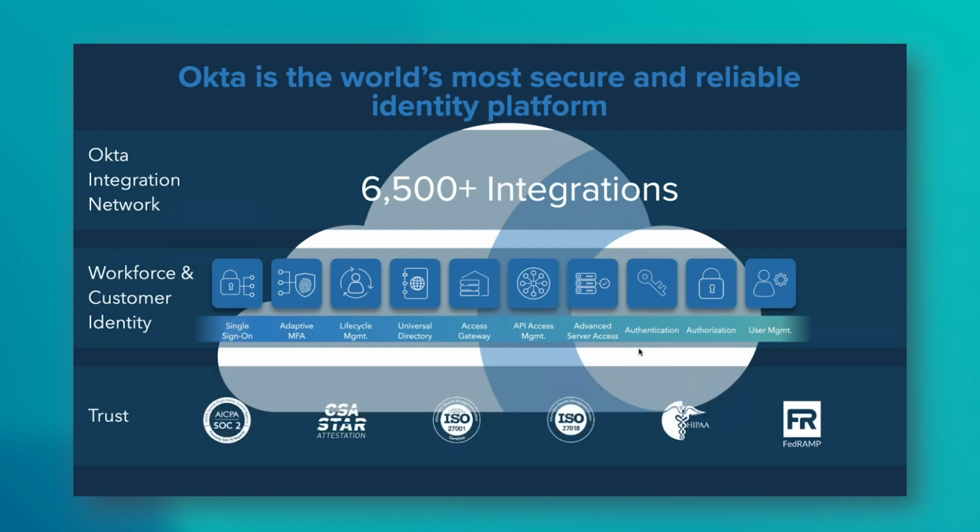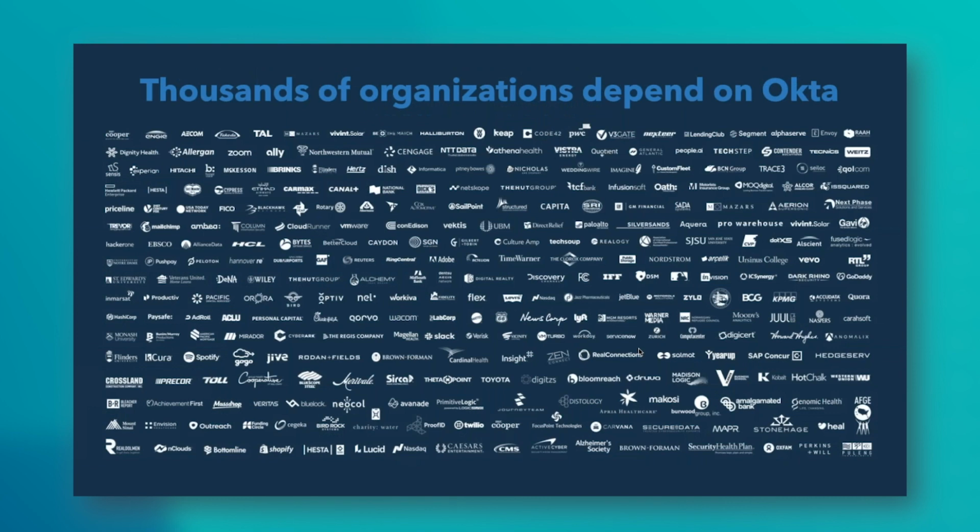And of course, if you're putting your identity into the cloud, you need to be able to trust that cloud platform. And I always say we have more attestations than you can shake a stick at. So try and get this in one breath. We've got SOC 2 Type 2, ISO 27001, ISO 27018, CSA Star, HIPAA, and FedRAMP. And thousands of organizations depend on Okta right now.